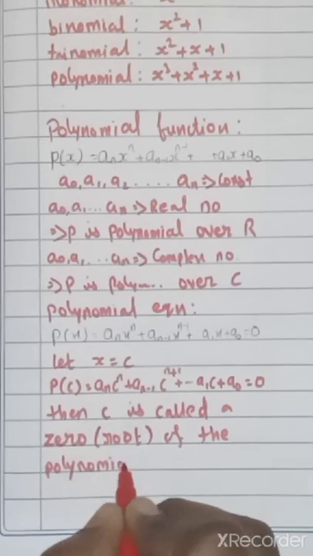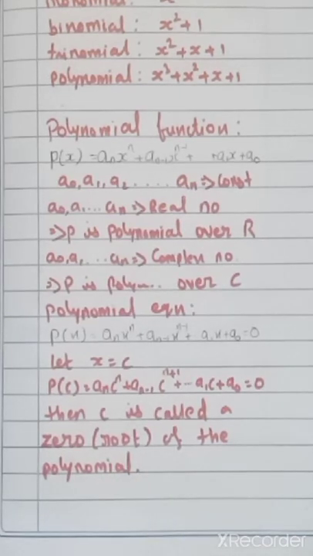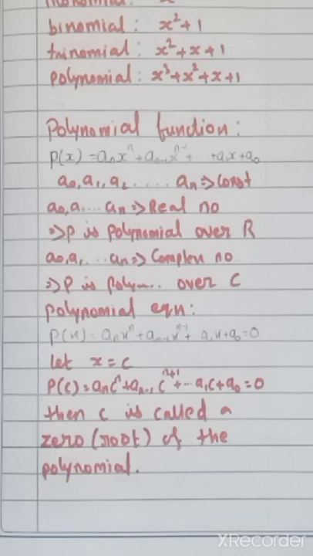What is meant by zero? Zero means root, and the equation's root. Suppose x square minus 1 equal to 0, then we can take x equal to plus or minus 1, that is a factor, and that factor is what we call zero or root, okay? So we substitute a value, and suppose its answer is 0, then we can say that number, that constant, is called a zero or root of the polynomial.